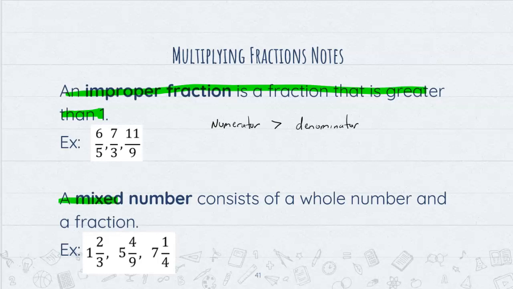So sometimes we don't like to write improper fractions. Sometimes we like to write them as mixed numbers. So a mixed number is a whole number plus a fraction. So we have 1 2/3, 5 4/9, 7 1/4. So the 1, the 5, the 7, all of those are your whole numbers. And then the 2/3, the 4/9, the 1/4, that is all your fractions.